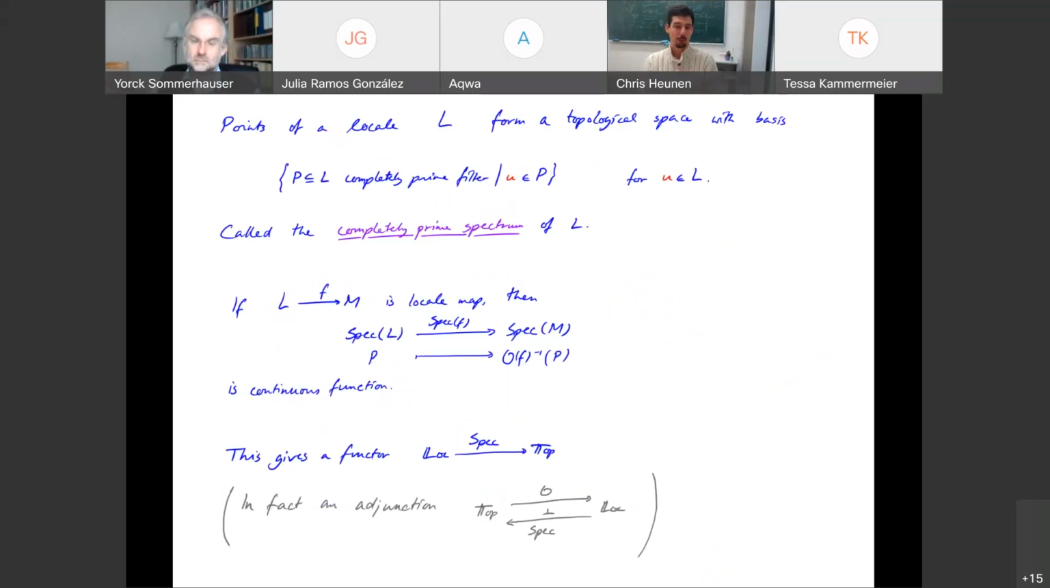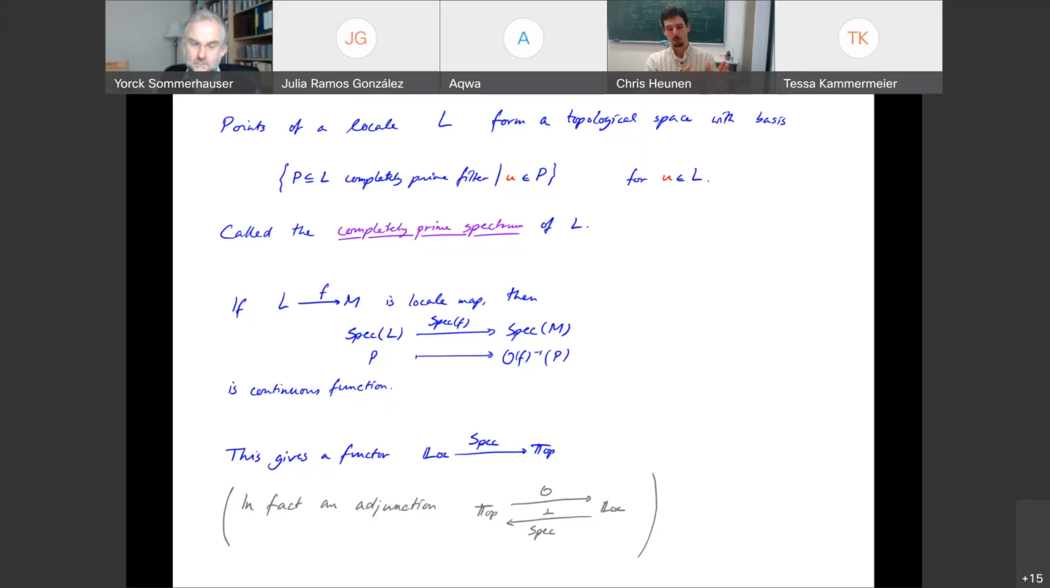So the points of a locale: if you give me a locale, I can look at its points. They will form some sort of set, and I can topologize that set and turn it into a topological space by declaring that basic opens are going to be things of this form, where I fix an open of the locale, and a basic open is all the things in the completely prime filter that contain that open. That will put a topology on the set of points, and that space is called the completely prime spectrum of the locale.